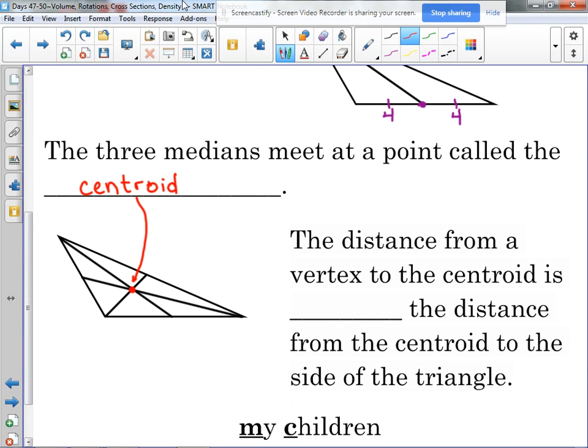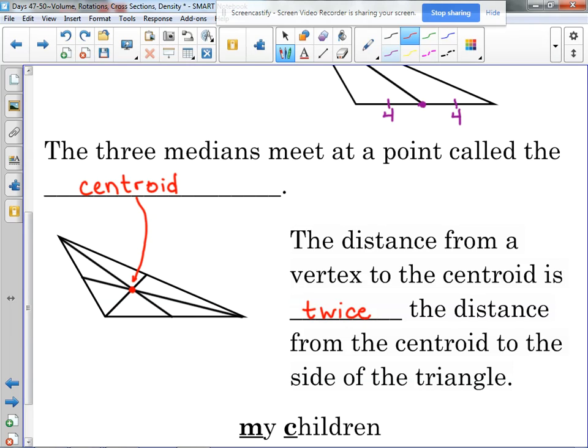All right, so here's something special about the centroid. It splits these medians into proportional pieces. So the distance from a vertex to the centroid is twice the distance from the centroid to the side of the triangle. So that's really wordy. Let's break it down. From a vertex to the centroid, this piece is twice the piece from the centroid to the side of the triangle.